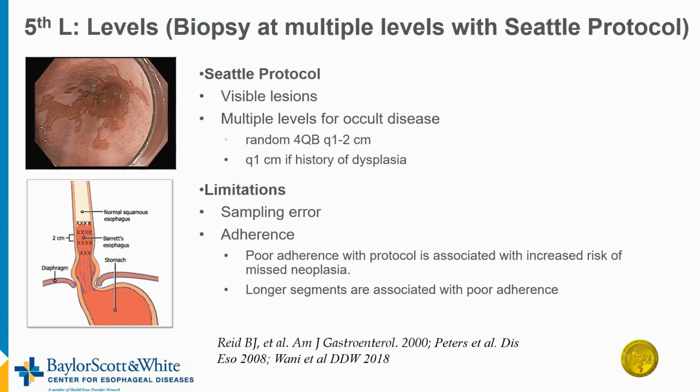The fifth L is levels, or biopsy at multiple levels with the Seattle protocol to evaluate for occult neoplasia or subtle disease. We do this by first targeting all visible lesions and biopsying those separately, and then performing 4-quadrant random biopsies every 1 to 2 centimeters, specifically every 1 centimeter if there's a history of dysplasia. Limitations to this protocol include sampling error and poor adherence, which is associated with increased risk of missed neoplasia. Longer segments are associated with poor adherence.